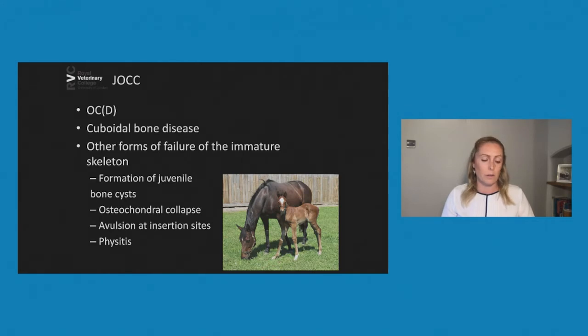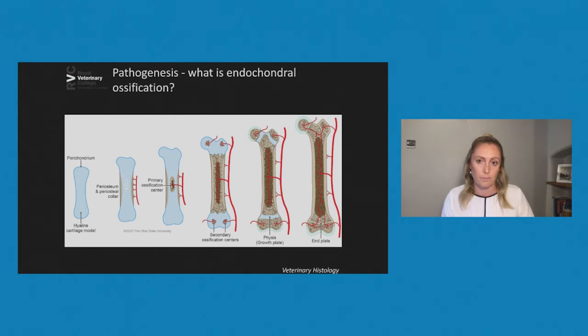but also includes cuboidal bone disease and other forms of the immature skeleton, such as juvenile bone cysts, osteochondral collapse, avulsion at insertion sites, and physitis. So this brings us back to why does it happen and what is endochondral ossification? So quite a complex thing to go through, and I'll try and break it down.